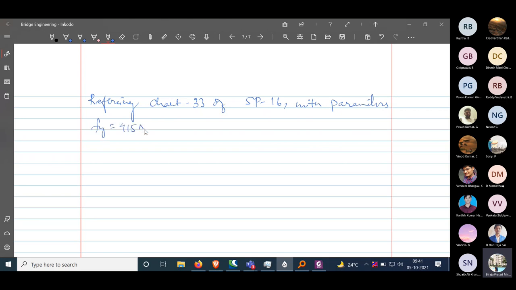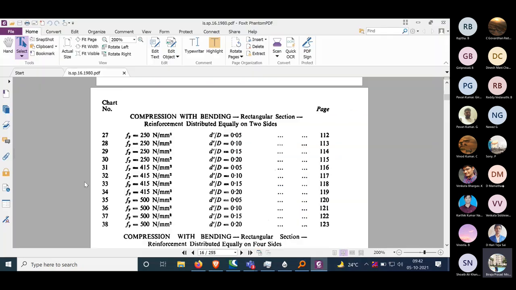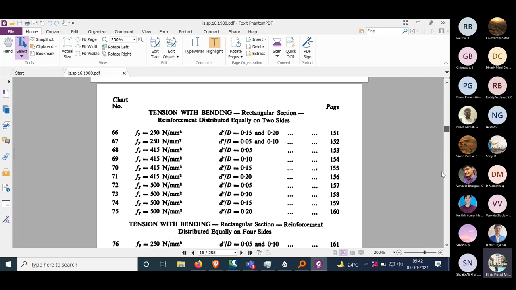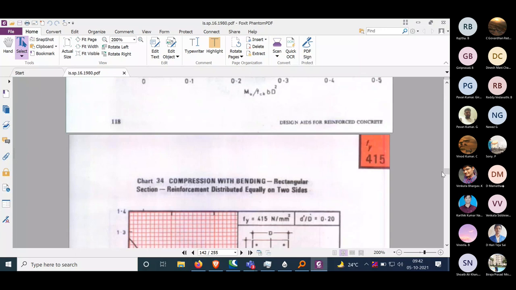Fy equals 415 Newton per mm square, and this d dash by d we already calculated to be 0.15, and p by fck is coming out to be 0.025. So if you want, you can check here also. Chart number 33 is on page 118. Okay, so let's go to page 118. If you want, you can cross verify. Okay, see this one.